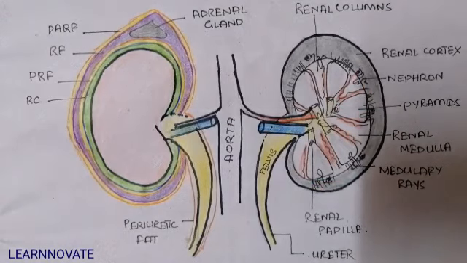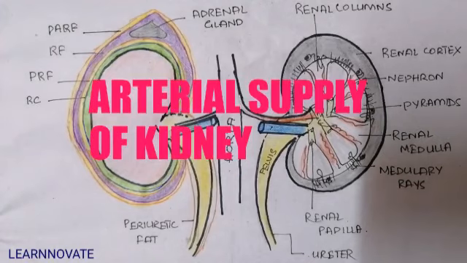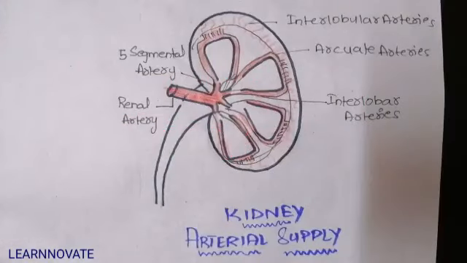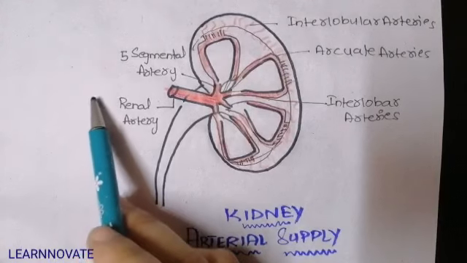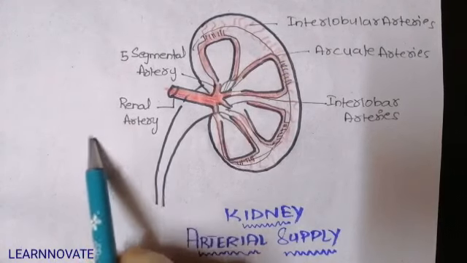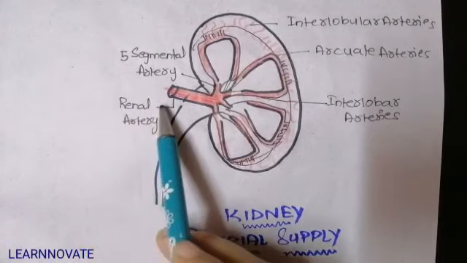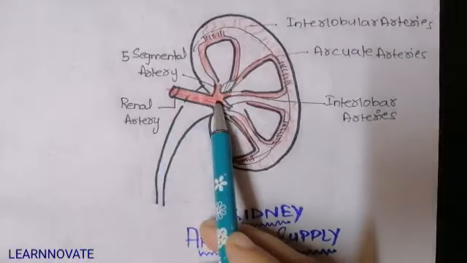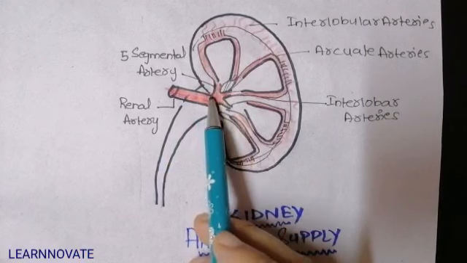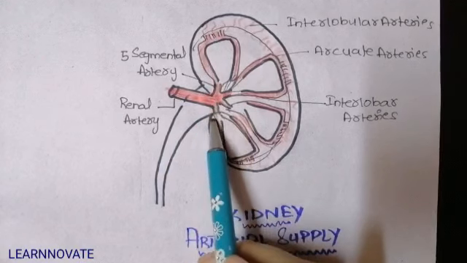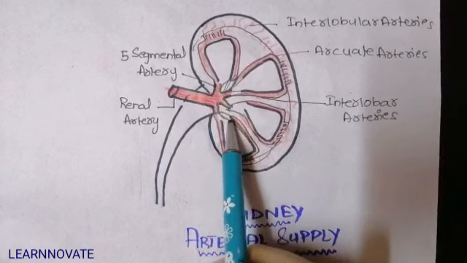Now we are going to study the arterial supply of the kidney. That is also very important to remember. Okay guys, so the arterial supply of the kidney is from the renal arteries. The renal arteries are branches of the abdominal aorta, arising at the level of L1 and L2, and the renal artery enters the hilum of the kidney at the level of the transpyloric plane. From the renal artery arise the 5 segmental arteries, one for each segment of the kidney.